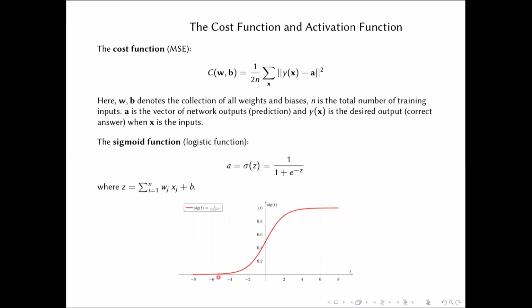If we look at the graph of this sigmoid function, we see it's a smooth curve. That means it's differentiable everywhere, so that's good news. When we take the derivative, we don't need to worry about the existence of the partial derivative.